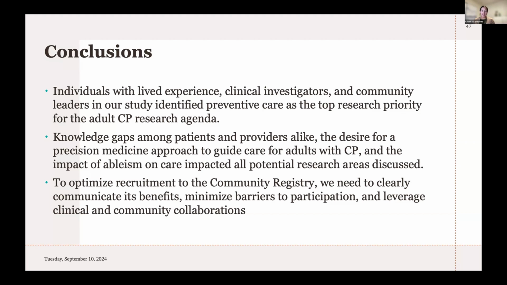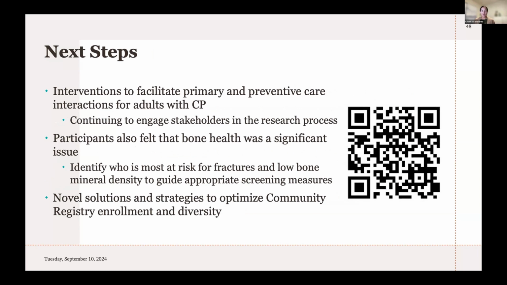Participants in our research study identified preventive care as the top research priority among those presented. Knowledge gaps, the desire for a precision medicine approach, and the impact of ableism affected all of the research areas we talked about. And to optimize recruitment in the community registry, we need to clearly communicate its benefits, minimize barriers to participation, and leverage both our clinical and community collaborations.